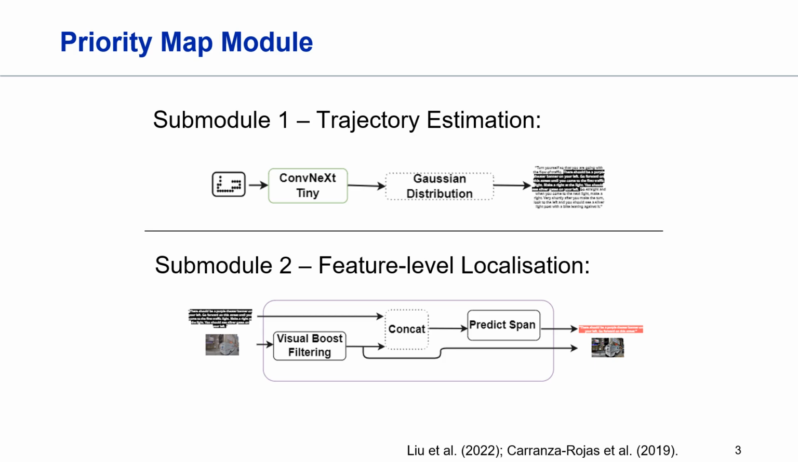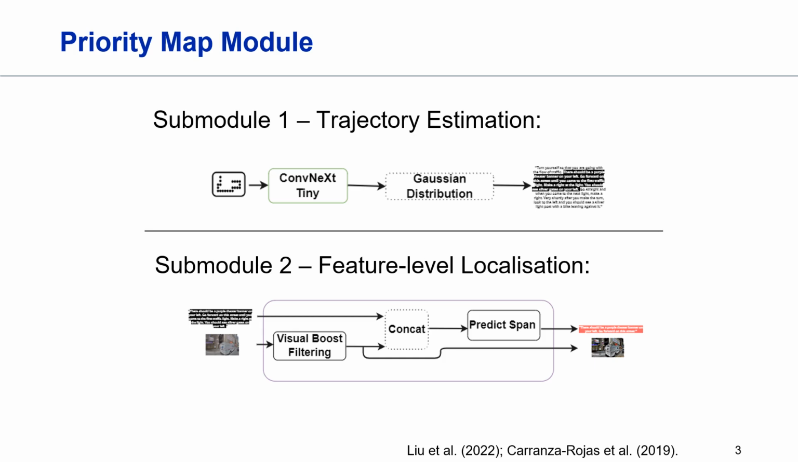Our implementation of a priority map takes the form of two submodules. The first takes a new type of input called a path trace, and this is a high-level view of the route that is being navigated. And with this, the submodule generates a top-down plan of the trajectory.